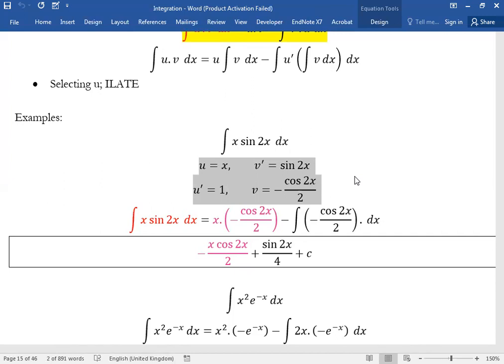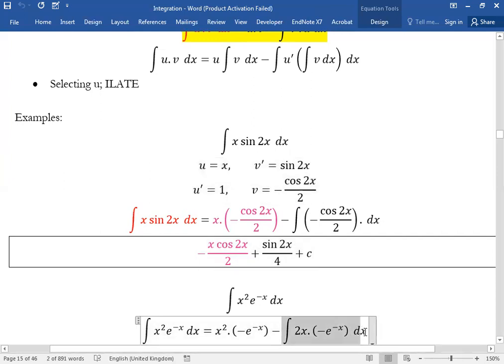So here the task is not yet done. How do I integrate this now? Anyone? How do I integrate this thing now? We'll use by parts again. Again, two functions are multiplying and you need to integrate, so you'll use integration by parts again.